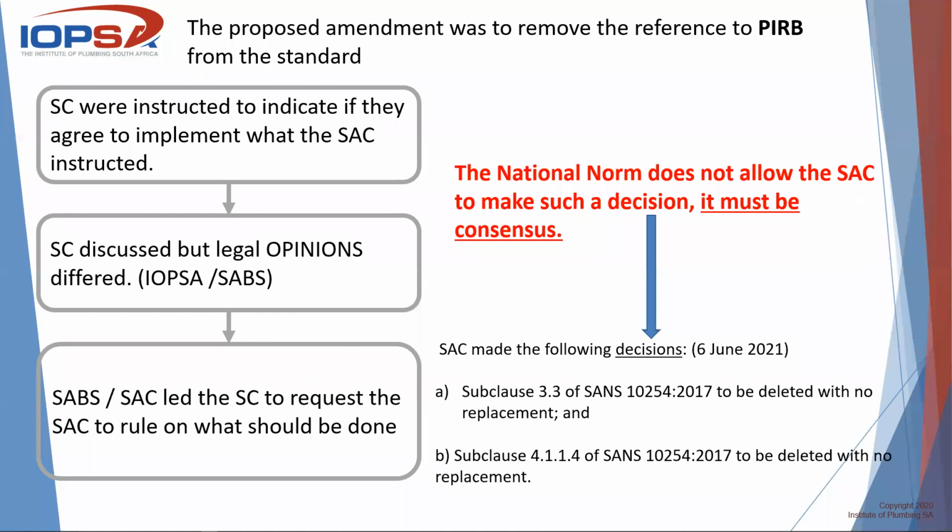So no surprise there that the SAC then eventually decided that their own opinion was the correct opinion, and that must be implemented. And they gave direct instruction that this has to be sent out for public comment in the DSS phase.